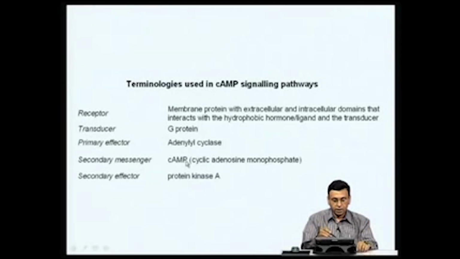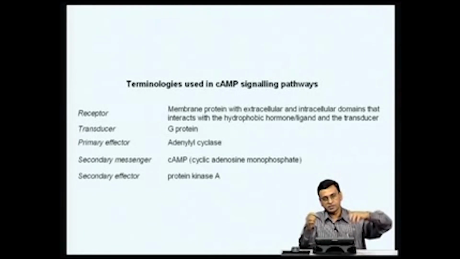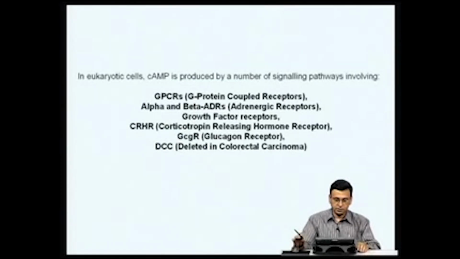Now, what does cyclic AMP do? It acts on a secondary effector molecule, and in this case it is protein kinase A. So, cyclic AMP goes and binds to the regulatory subunits of protein kinase A, and therefore the catalytic subunit is now separated, and that goes and does a number of physiological processes.